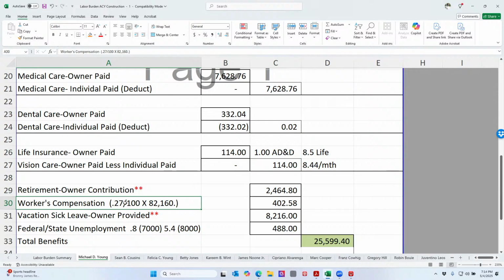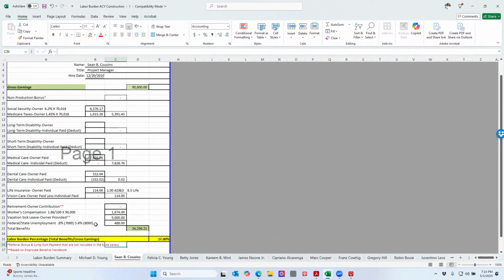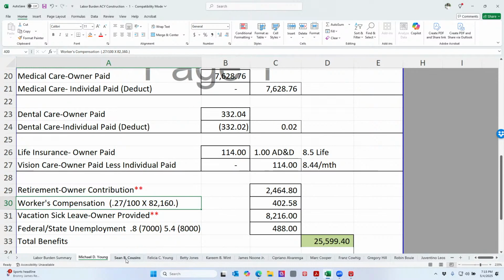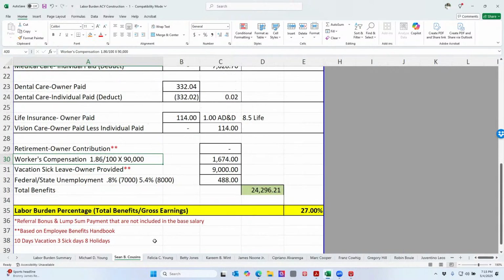Workers' comp, this is a rate you will find from your dec page. When you look at the declaration page from your policy, they will break down your work comp numbers based on what classification your staff member is. All of these people will have a different work comp rate. You see mine is 27 cents per 100. Well, this person was 1.86 per 100. Why? Because they're in a different function.